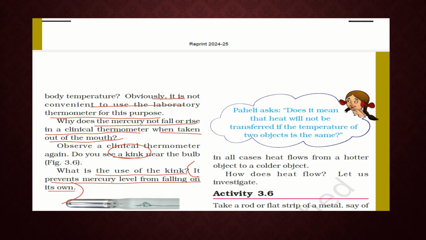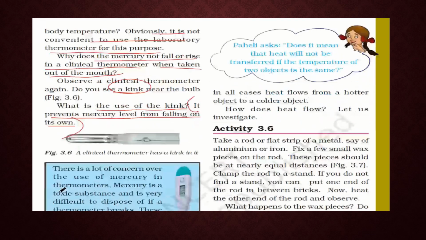But in a laboratory thermometer, there is no kink, there is no constriction. So as soon as you take it out from the water, it will gradually start falling. So this is the difference between the clinical thermometer and the laboratory thermometer. This is the clinical thermometer where you have the constriction or the kink.